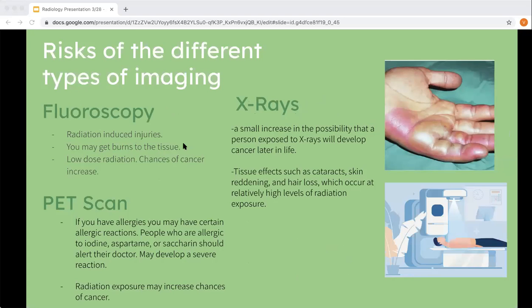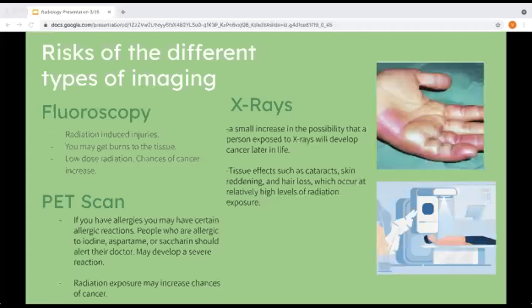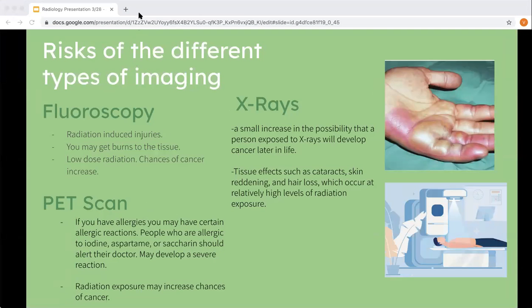Okay. Next up, we have fluoroscopy. And I think there's a typo, but they do use high doses of radiation. And so the chances of cancer do increase. And then we have PET scans. Once again, if you're allergic to certain materials like iodine, aspartame, or saccharin, you may develop an allergic reaction. And this may lead to redness, itchiness, and more. PET scan also uses radiation, and radiation exposure may increase chances of cancer.